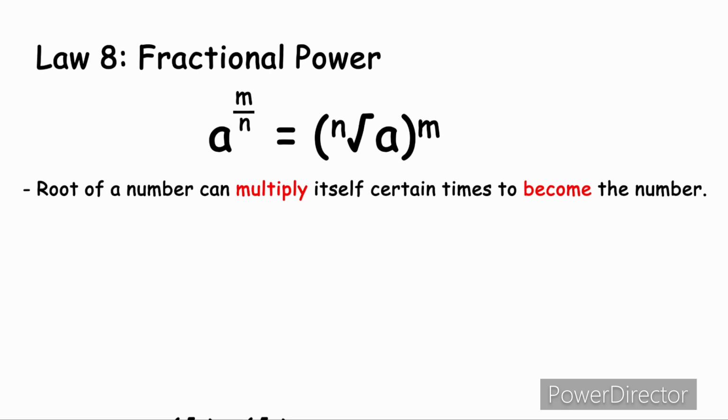This law works as if 2 square roots of a are multiplied together, it gives you an a. And because a itself has a power of 1, it means that the square root of a has a power of a half.